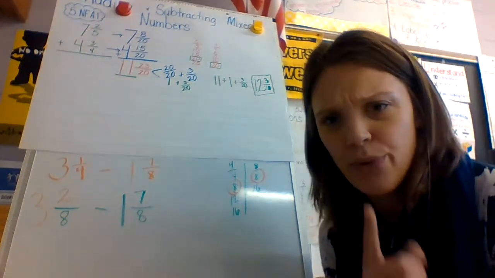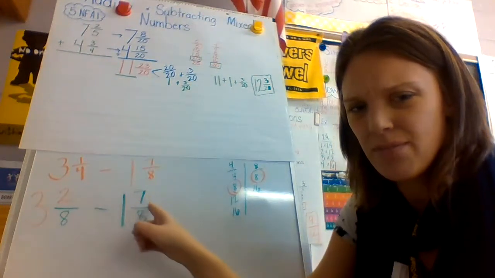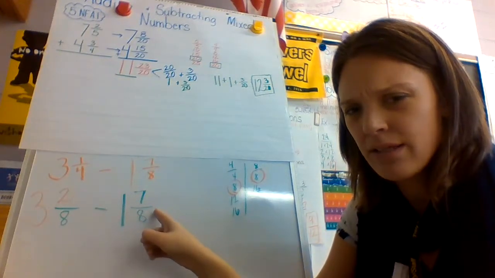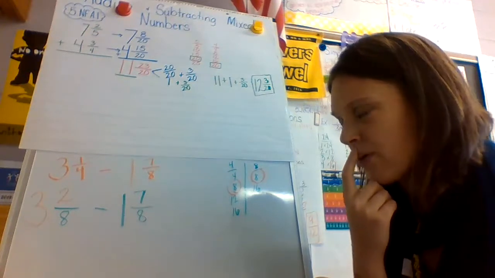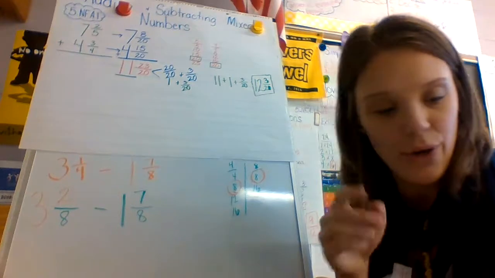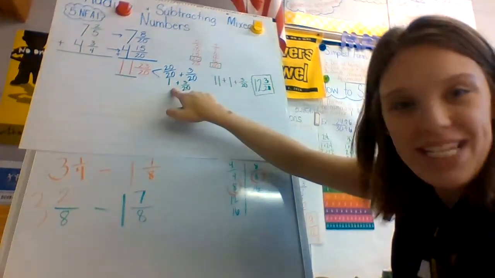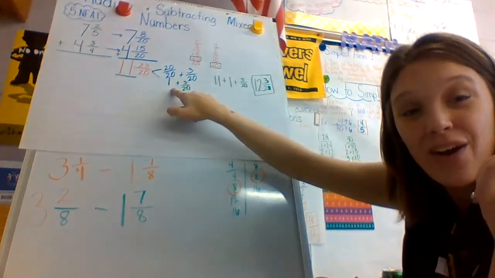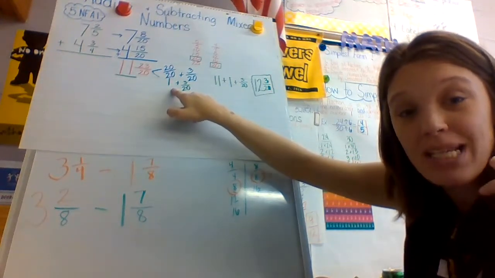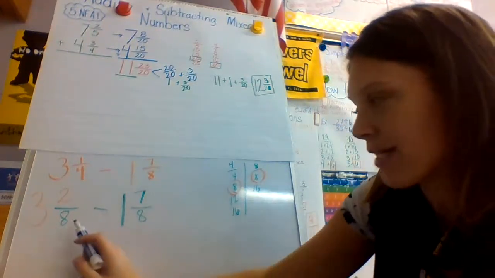But here's my issue. I can't do 2/8 minus 7/8. So what could I do? Ooh, I know. I'm going to do the opposite of what we did up here when we took our improper fraction and turned it to a mixed number. I'm going to do something similar but a little different. So watch how I solve this.